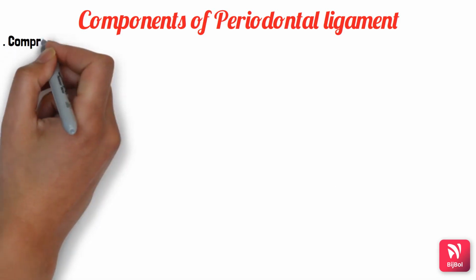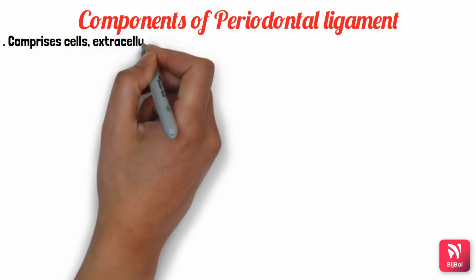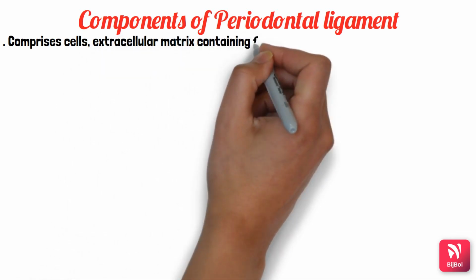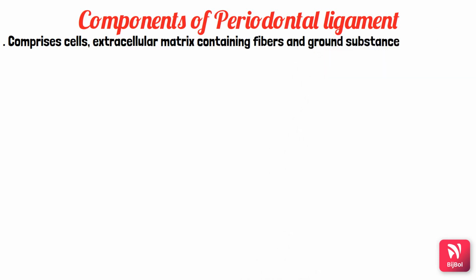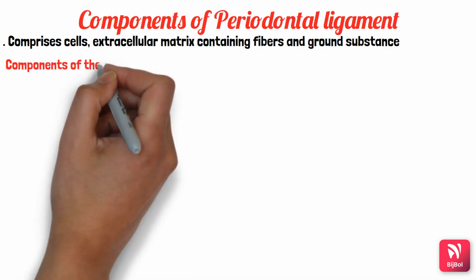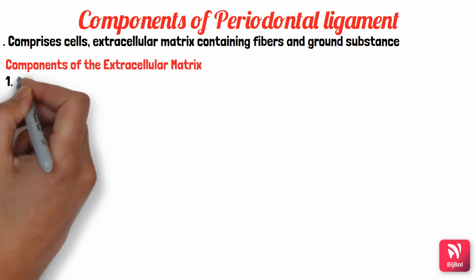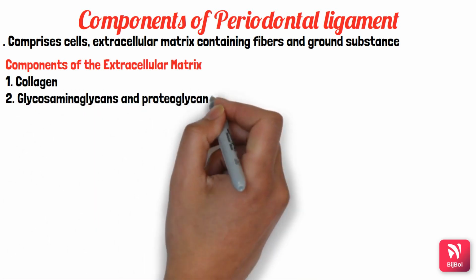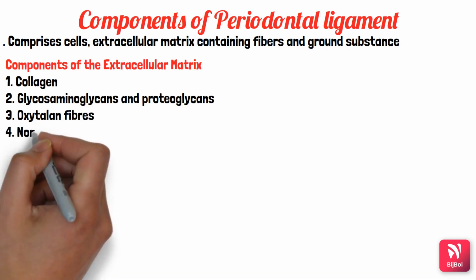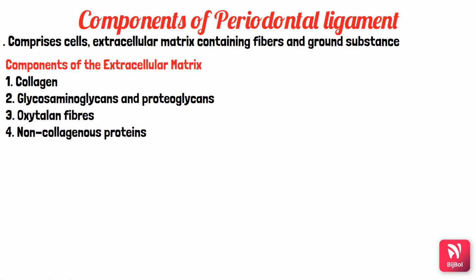Now what are all the components of periodontal ligament? So as I told you earlier, it is highly cellular, that is, it comprises cells with extracellular matrix containing fibers as well as ground substance. So now let's look into what are the components of this extracellular matrix. So the main components of extracellular matrix will be collagen fibers, elastic fibers, and non-collagenous proteins, oxytalan fibers, along with these some ground substance matrices like glycosaminoglycans and proteoglycans.